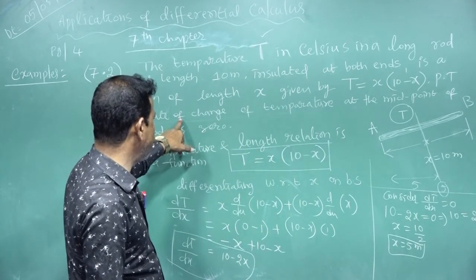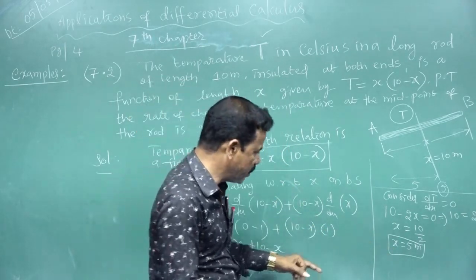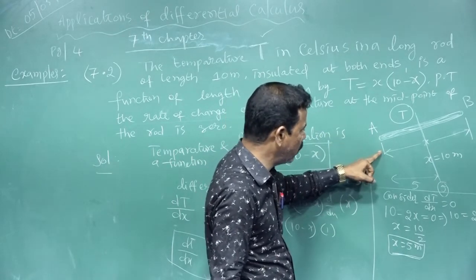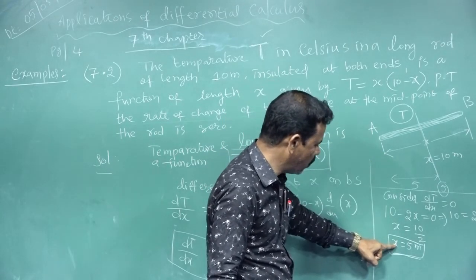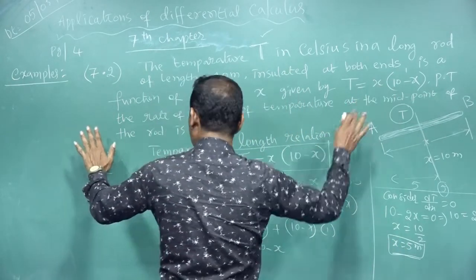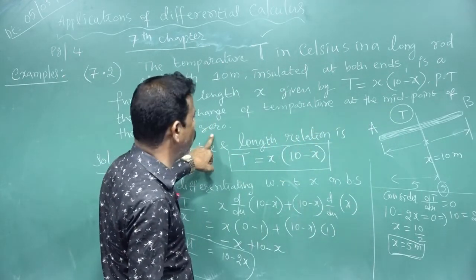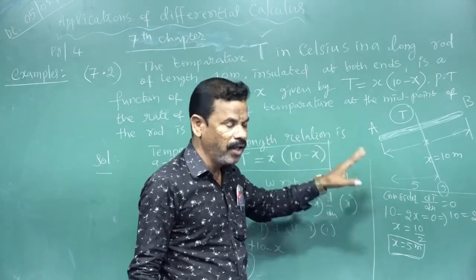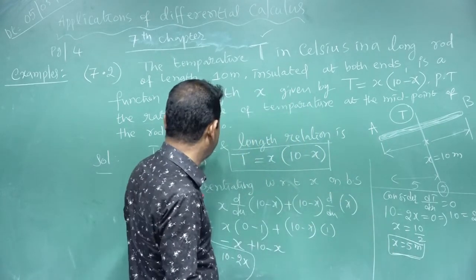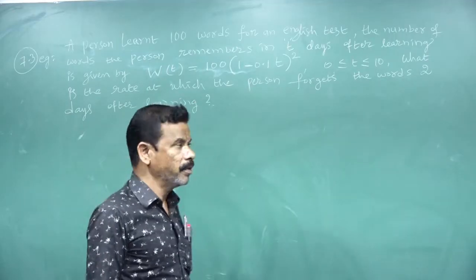Now, the temperature change at x = 5 is 0. x = 5 is the midpoint of the rod. The rod length is 10 meters, so x is 5. So actually, asked to prove that the rate of change of the temperature at the midpoint of the rod is 0. The midpoint means at 5. We have proved it: at x = 5 meters, the rate of change of T is 0. Okay, children.